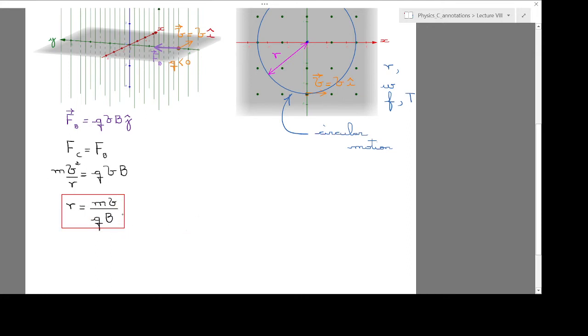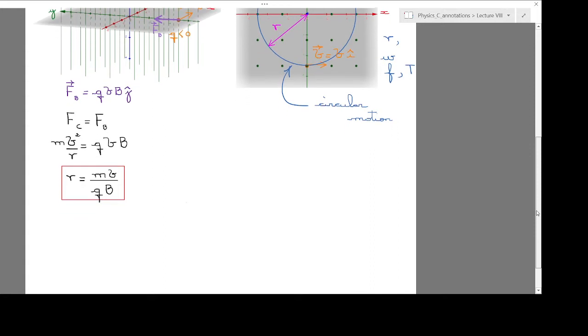Guys, that means that this radius is directly proportional to the velocity, and inversely proportional to the magnitude of the magnetic field. We can play using the simulation to see how changing those variables is going to affect the radius of the trajectory. But it's not the point here.